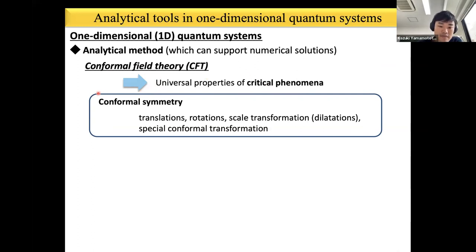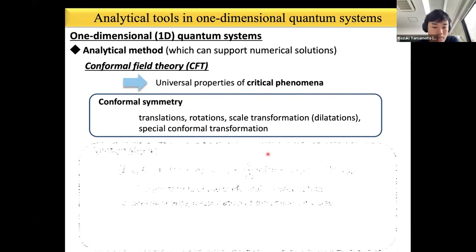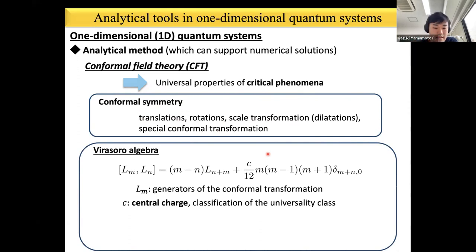And CFT is constructed from conformal symmetry with translations, rotations, and scale transformations, which is the dilatations. And the last one is the so-called special conformal transformation. And the underlying algebra is the Virasoro algebra. It satisfies this equation. And here, L_m is the generator of the conformal transformation. And most importantly, this coefficient c is called the central charge, and it gives the classification of the universality class.